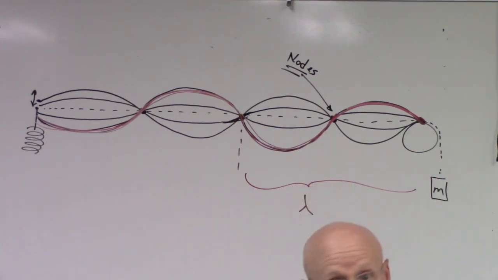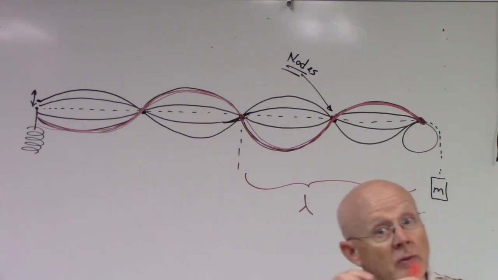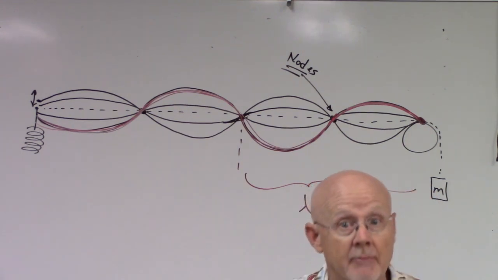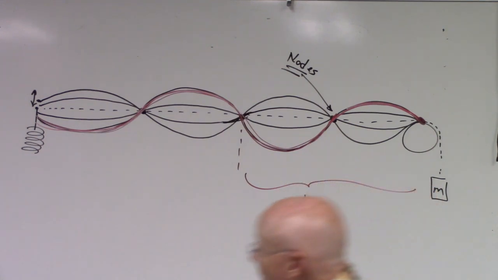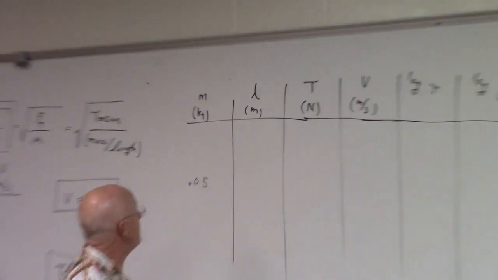So again, you and me, we're partners here. I'll do the hands-on stuff. You look and learn, and then write down the data as I'm writing it down, so that we can fill in these two columns right here. I will keep changing the amount of mass, and I'm going to start right about here at 50 grams. That's 0.05 kilograms, and that's going to be my starting point.